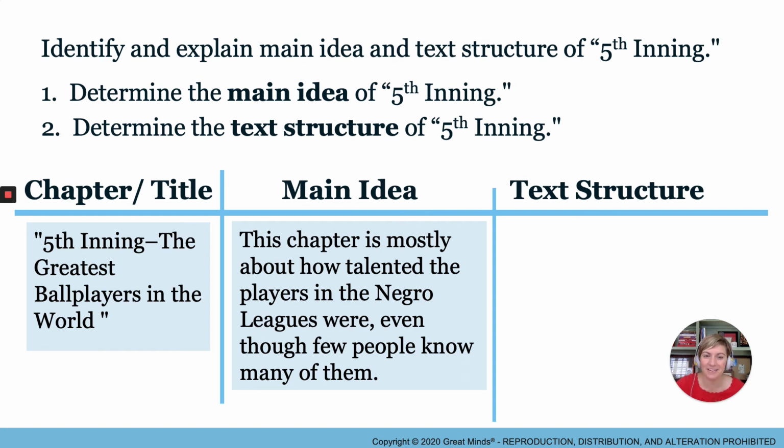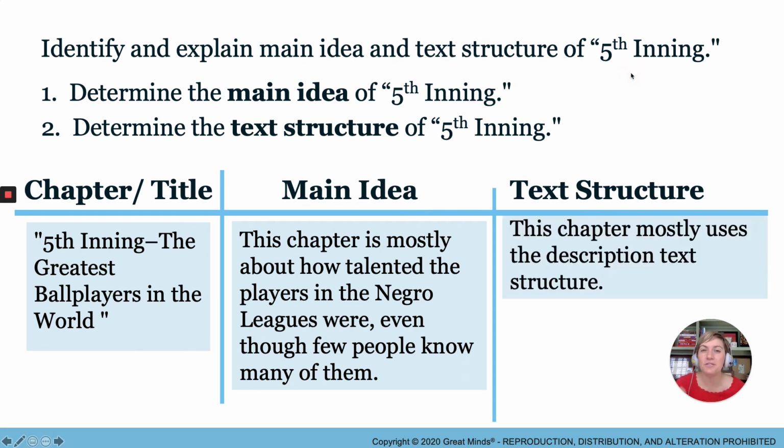Did you say description? Well, Nelson uses mostly description in this chapter. He tells about the talents, he describes those talents of the Negro League players. He shared stories and descriptions about different players and different positions throughout the entire chapter. Make sure that you have this text structure recorded in your notes where you're recording all the different main ideas and text structures for We Are the Ship. Record that now.